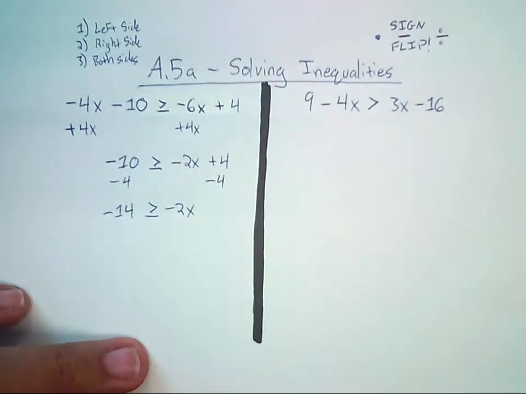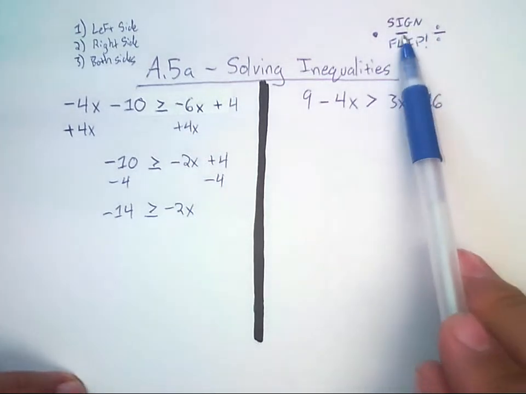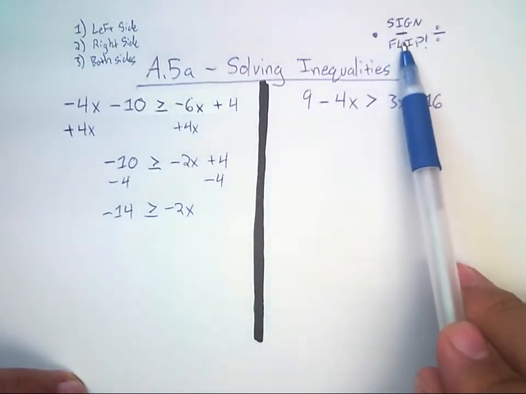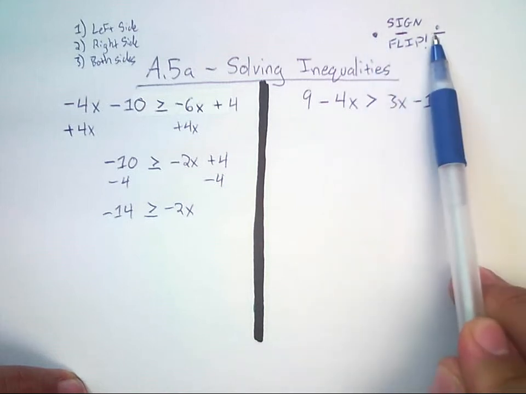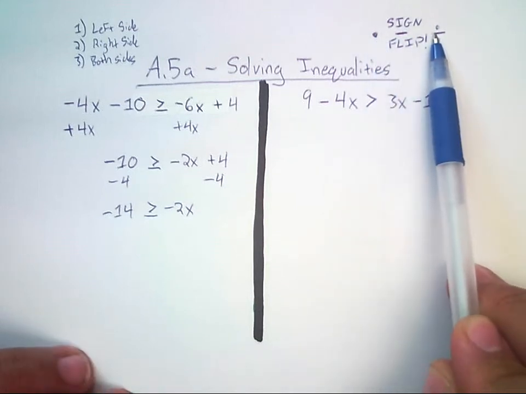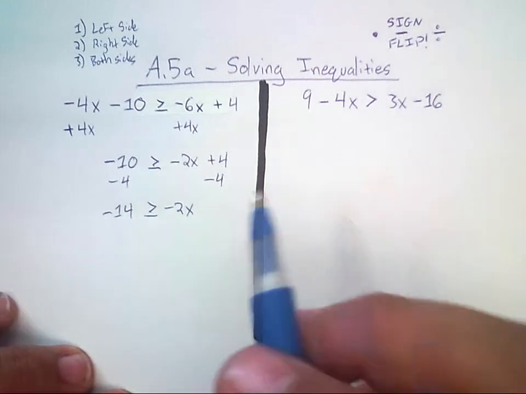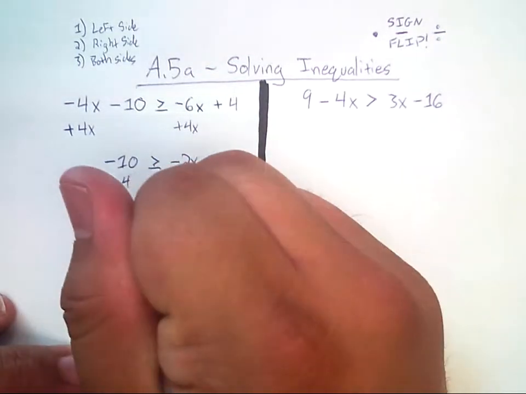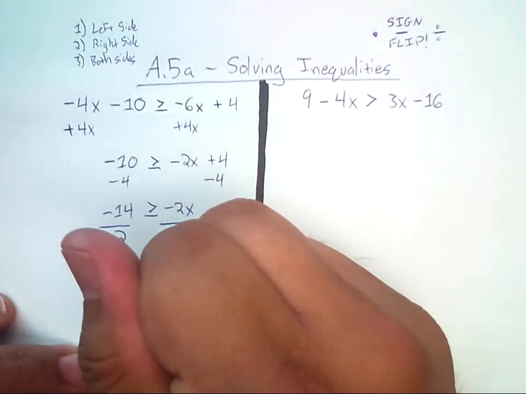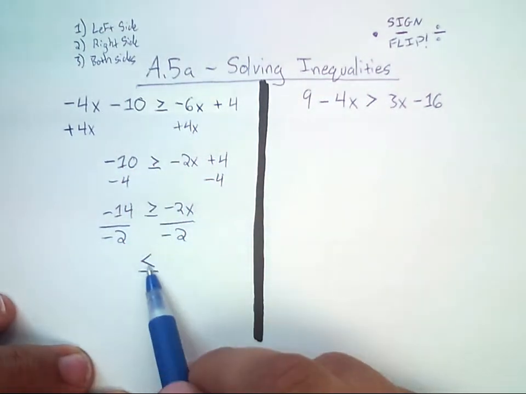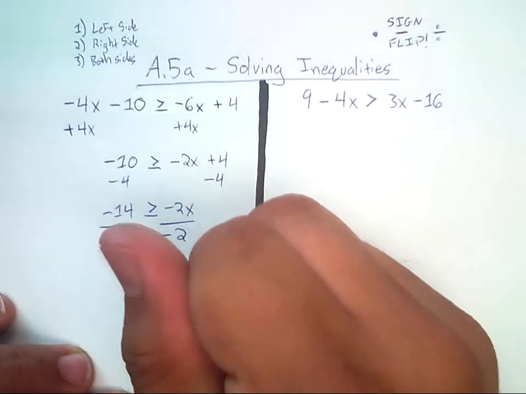Here is where the new part of inequalities really kicks in. Up here I wrote sign flip, and I put a negative sign in between sign flip. And I also put the two operators multiply and divide. That's because whenever you multiply or divide an inequality by a negative, the sign flips. And that's exactly what we're about to do. We're going to divide by a negative. So I need to remember the first thing I should probably do is flip the sign. So this will become 7, and this will become x.